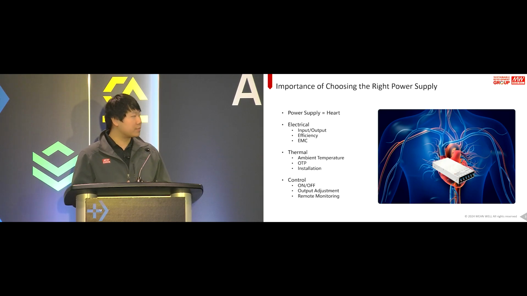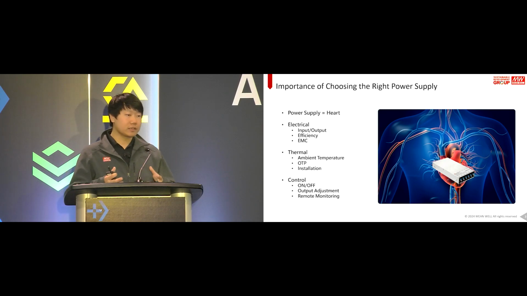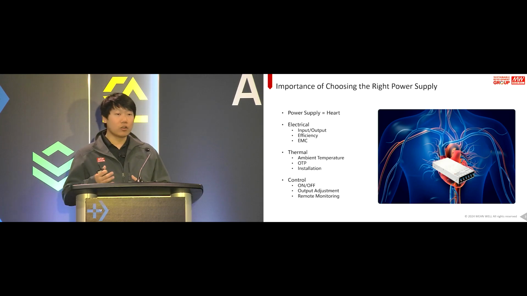From the electrical perspective, we can look at the input and output, and then also the efficiency and the electromagnetic compatibility. All of those are very key considerations for electrical. And then in terms of thermal, there's also the ambient temperature of the end customer device, the operating environment, and then the over temperature protection for the devices and for the power supplies. You don't want the power supply to overheat in the application. And then finally, the installation as well, because that's very important for the thermal.